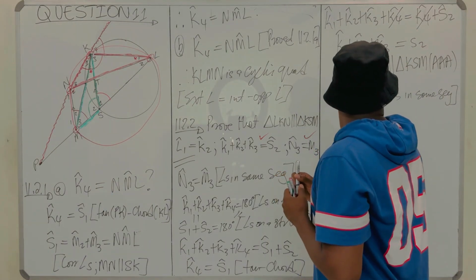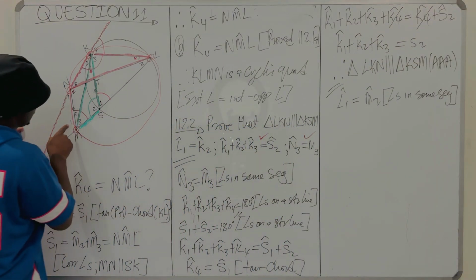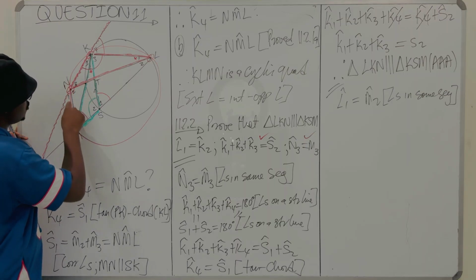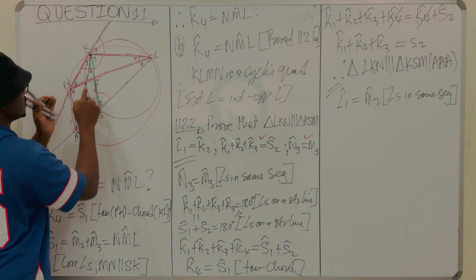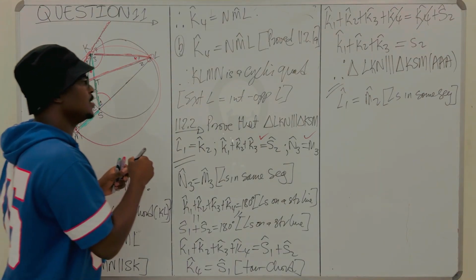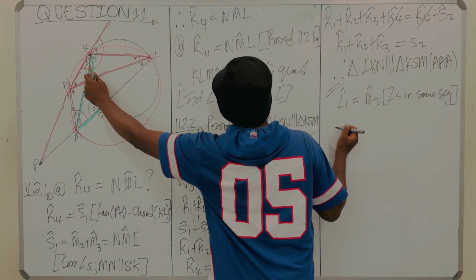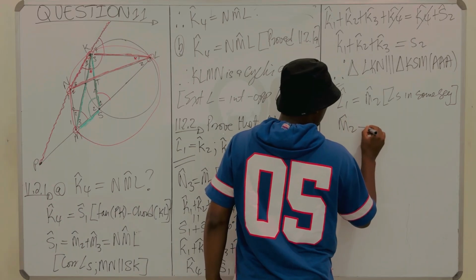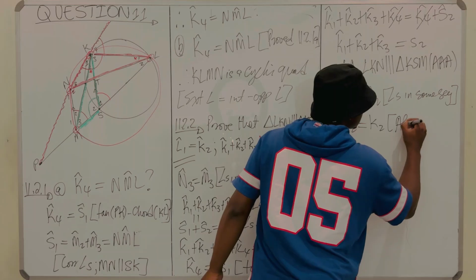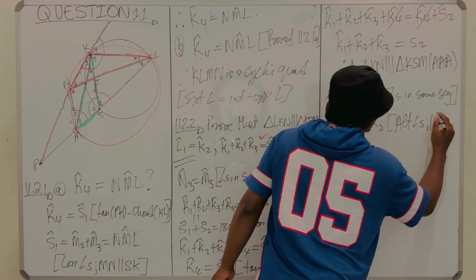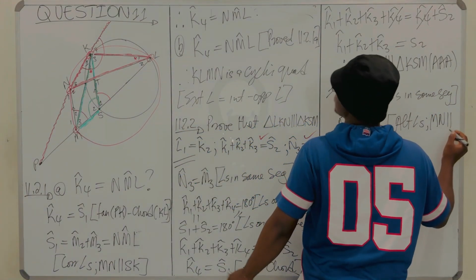Right? And then say now, look at this. M2 is equal to K2, because these are alternate angles on parallel lines. This line is parallel to this one. So we can say your M2, which is this angle here, is equal to your K2. Why? These are alternate angles on parallel lines because your MN is parallel to SK.